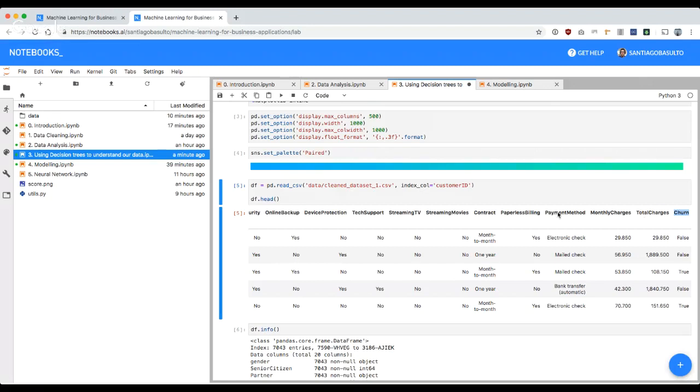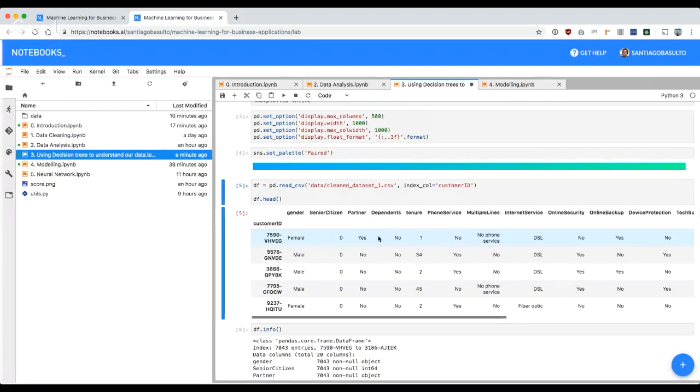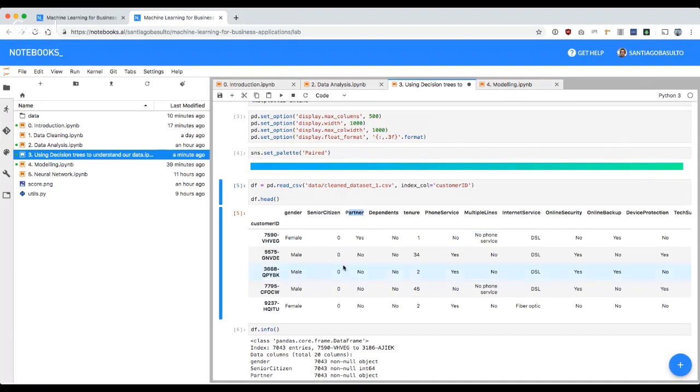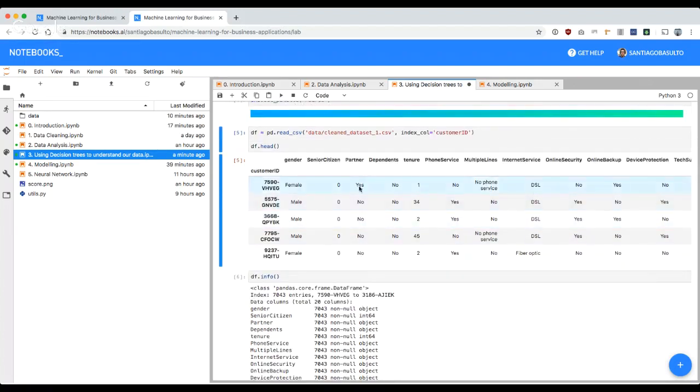A machine learning model cannot work with something like the payment method of this customer is electronic check. Or, for example, right here, is this customer a partner, yes or no? That's something that a machine learning model can't use. They can only use numeric features. So what we will be able to use here are ones and zeros. It's very obvious that here we can just do 1, 0 and keep all the yes values as ones and all the no values as zeros.